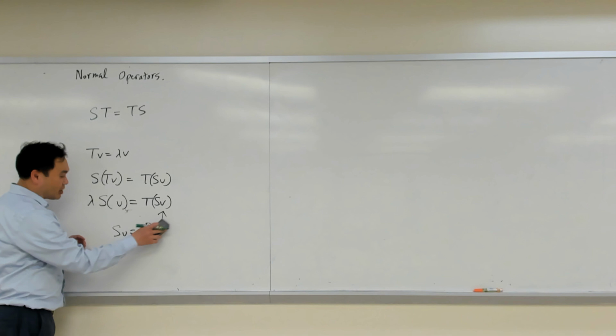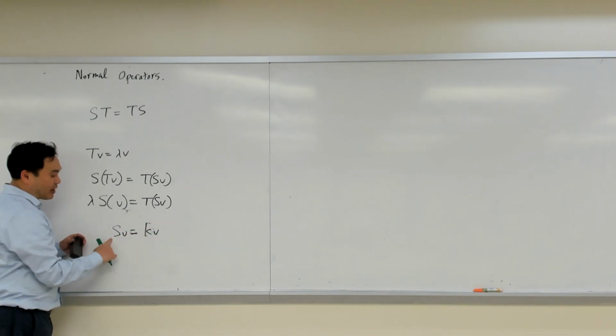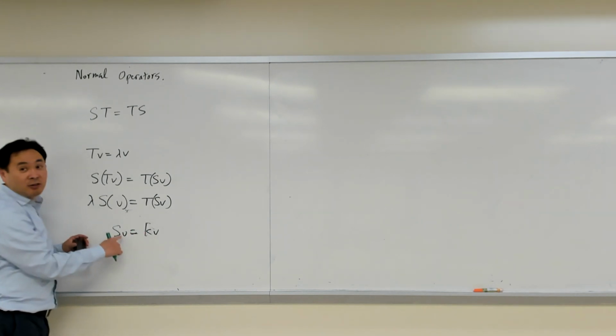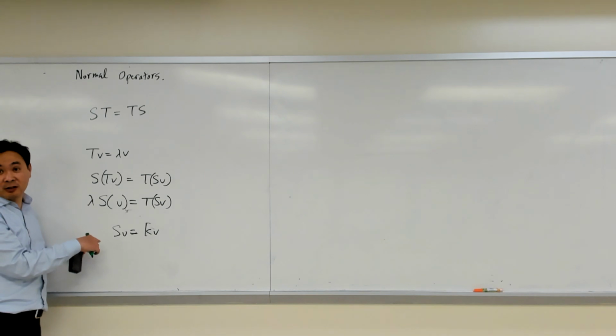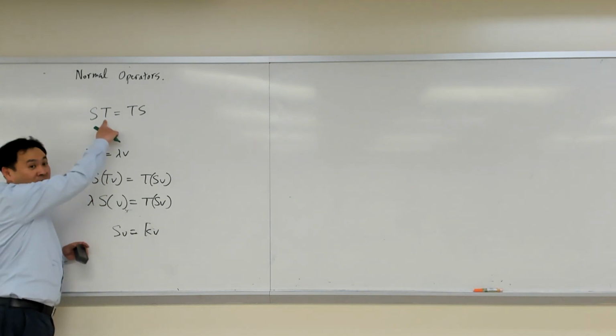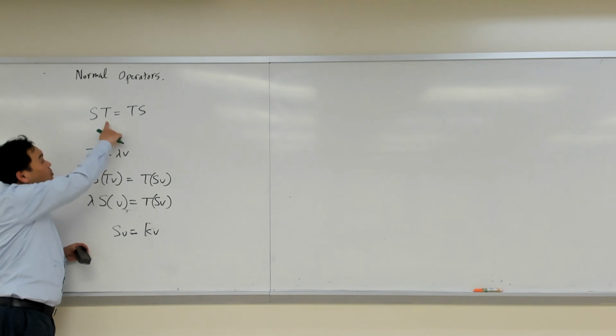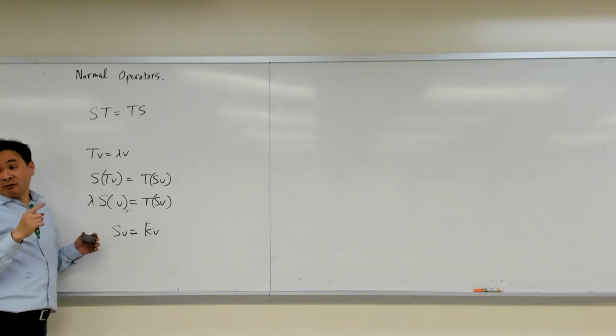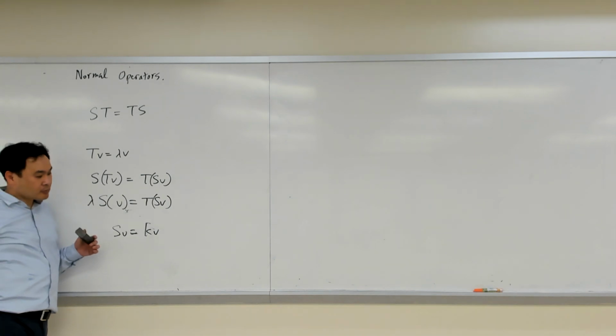But this time, if you look at what just happened, if SV is equal to k times V, that means k is an eigenvalue and V is an eigenvector for S, right? So at least when all the eigenvalues are different, you can show that S and T have the same eigenvectors, right? And it actually goes by the following theorem.